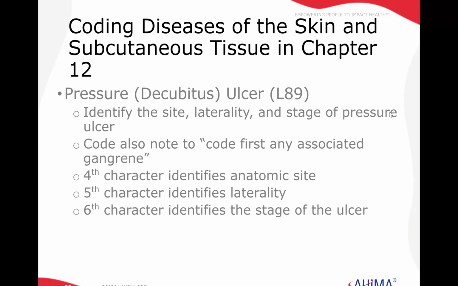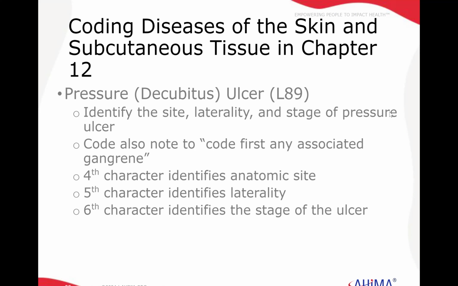Last thing I'd like to cover in this video lecture is the pressure ulcers, the decubitus ulcers. Again, big thing that CMS has an interest in because patients being admitted to the hospital from nursing homes. The code should identify the site, the laterality, and the stage of the pressure ulcer. We're also directed in the tabular to code any associated gangrene first.